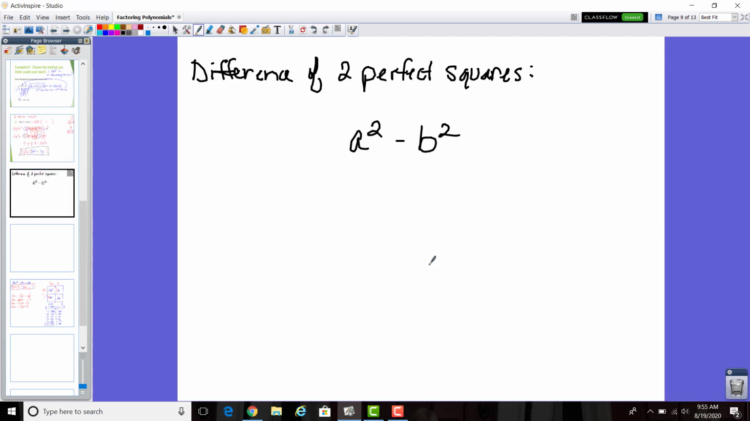Now the last method today is what we call the difference of two perfect squares. The title of this tells you exactly what your polynomial has to look like. It has to be two terms, and those two terms have to be perfect squares.